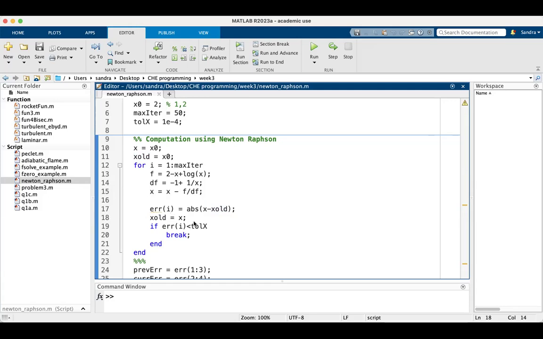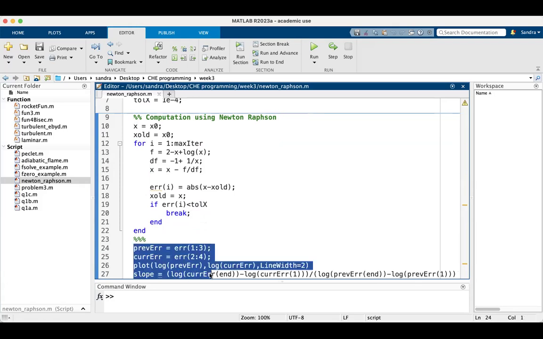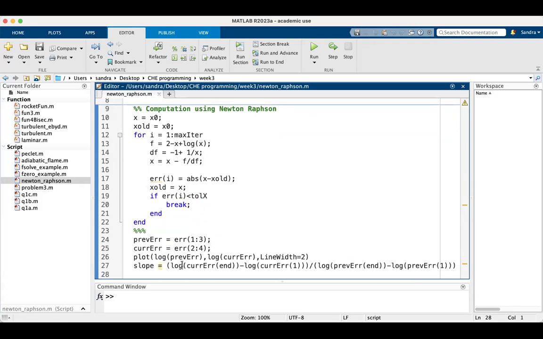Now, in the for loop, we also give a condition that if the error, the difference between the new x value and the old x value, goes below 1e raised to minus 4, then I break. Break means I completely come out of this loop. Whatever x value I have is the final x value that I'll take. Let me just comment this off.